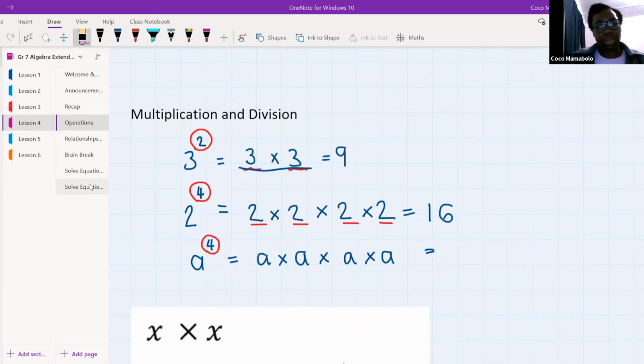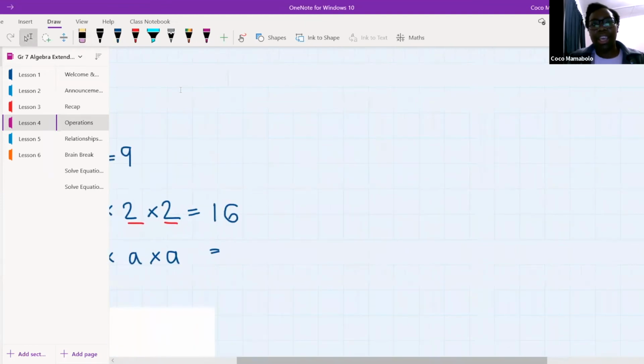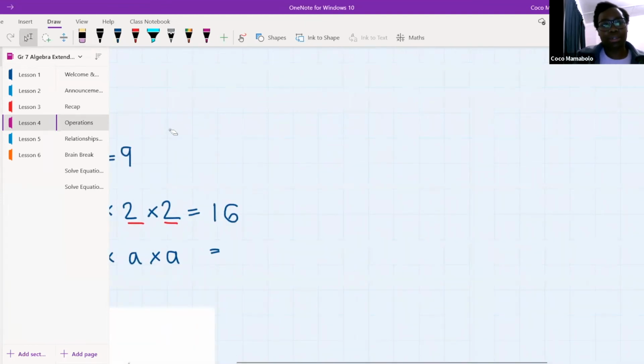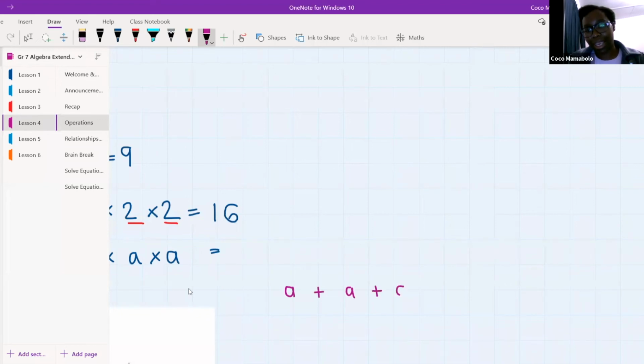I'm going to show you guys the difference between what we did just now and what we're doing now. Here's the difference. If I said to you guys, yes, it's 1a to the power of 4, Bunolo, you're right. If I said to you guys, what's a plus a plus a plus a? Can you guys give me an answer? In the chat, tell me, what is a plus a plus a plus a?